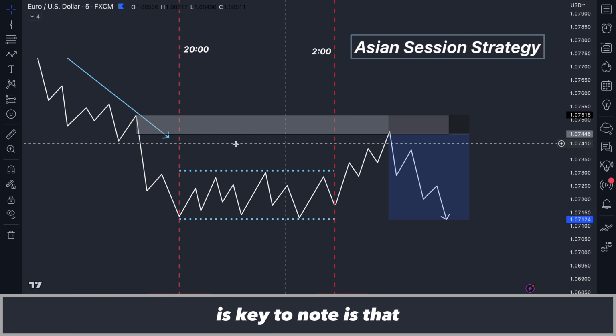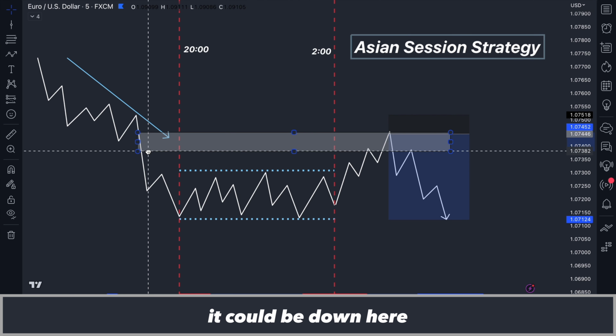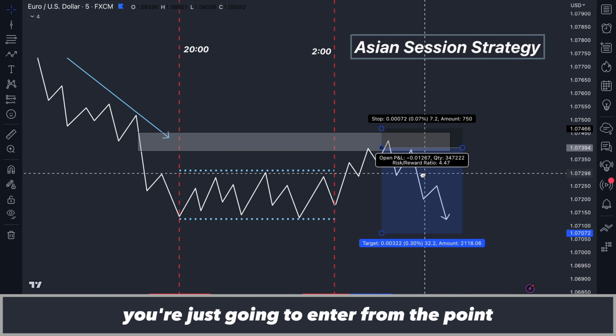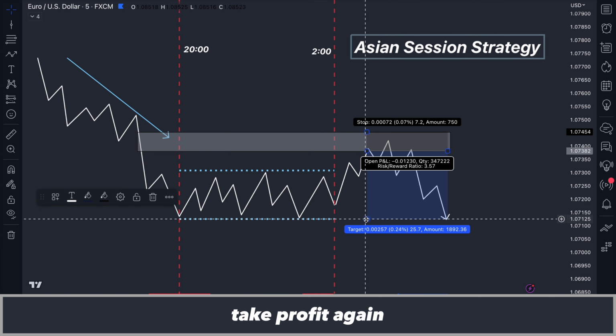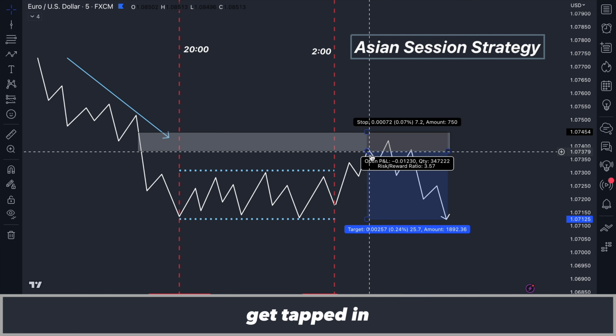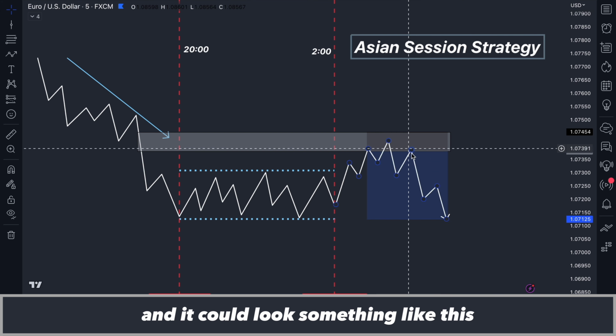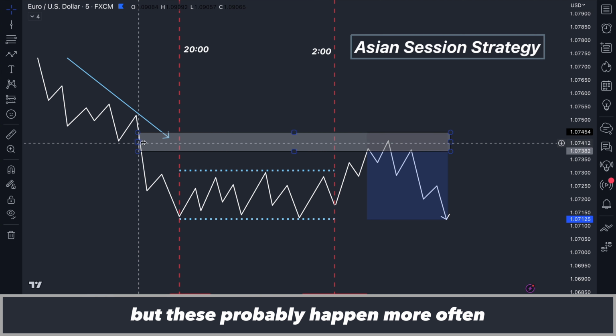Something that is key to note is that the supply zone doesn't have to be at the top. You know, it could be down here. And in that case, you're just going to enter from the point where it touches there, take profit again, still at the Asian low, and you might get tapped in and then some liquidity taken out, and it could look something like this with a lower risk reward, but these probably happen more often from what I've seen.